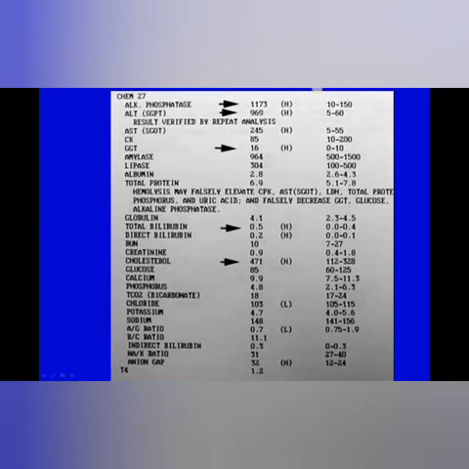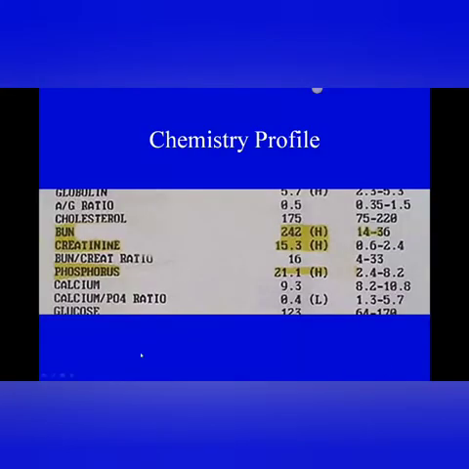We do have some involvement with the bilirubin. Here's another chemistry profile, and let's look at this one. The BUN and creatinine are very elevated. So this person either has acute renal failure or chronic renal failure. Their body is not clearing these waste products like it should.